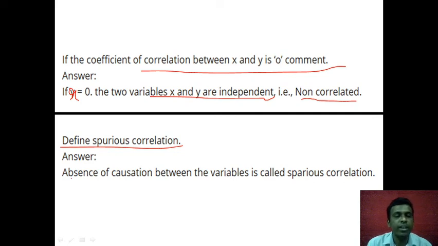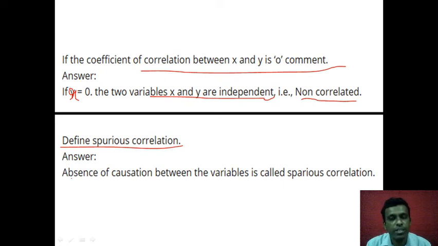If without any reason, without any cause, one variable is increasing and the other variable is also increasing, we may say that they are correlated, right? If one is increasing, the other is also increasing, so we say that they are correlated, but they may not be. Such kind of variables are known as spurious correlation.